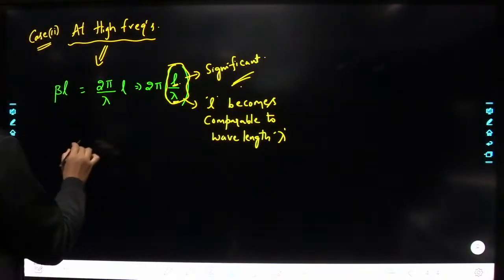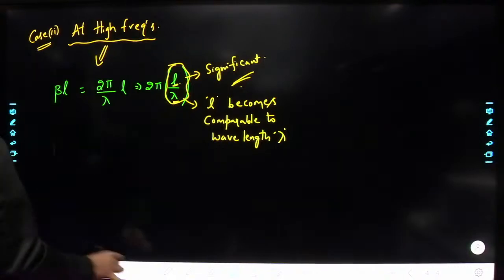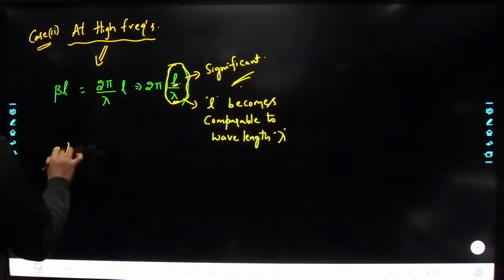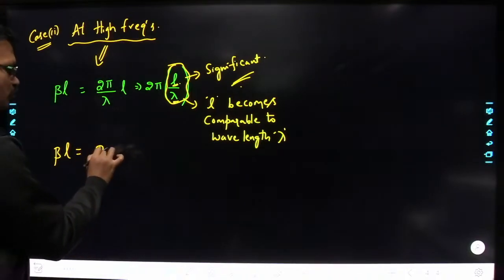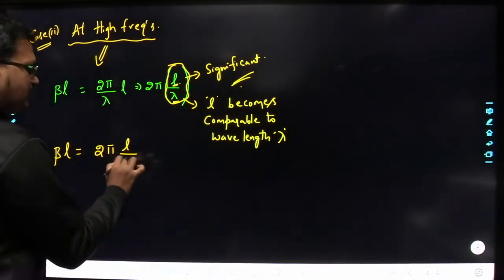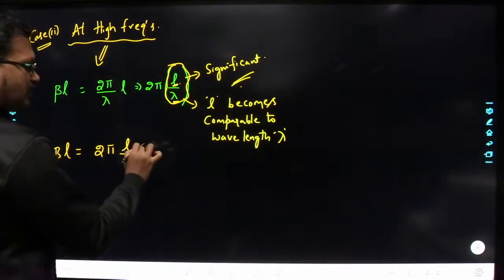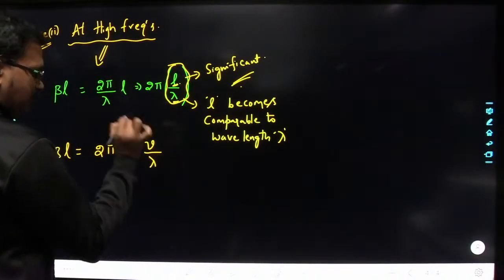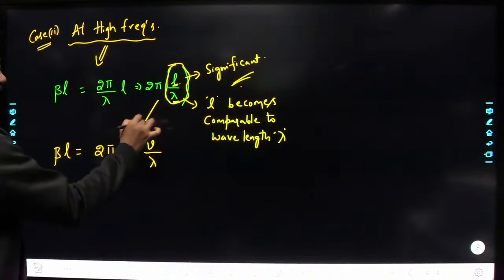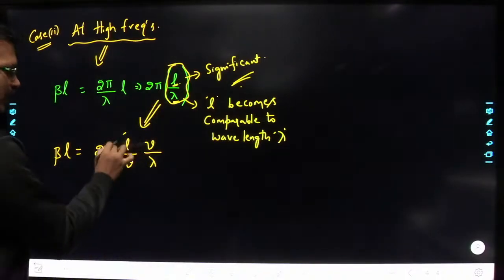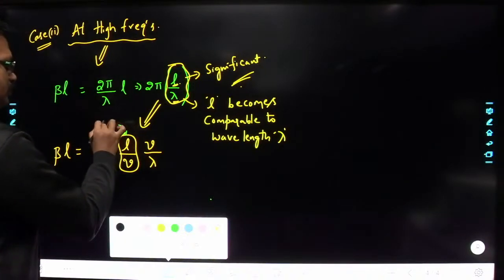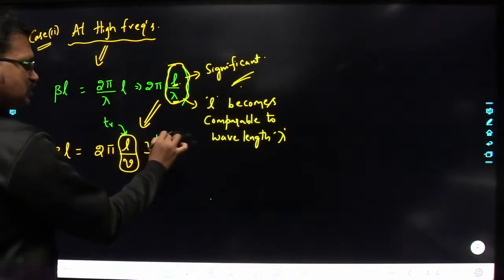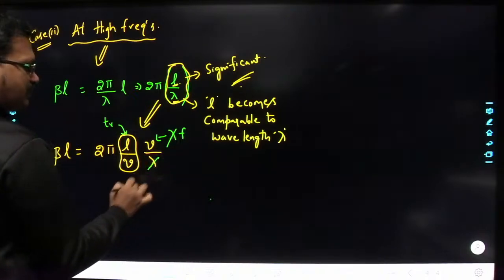So the same thing I can represent, beta L, in terms of TR by T. How can I represent it here? 2 pi into L by V, I am dividing with V and multiplying with V by lambda. Understood? So L by V I can replace with TR, and this V is nothing but lambda into F. So lambda will get cancelled.